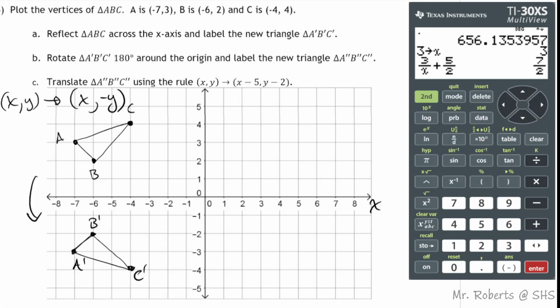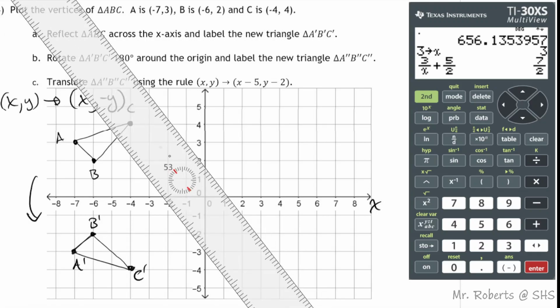Next, it says rotate this thing 180 degrees around the origin and label the new triangle. Okay, so when I go 180, that's the same as going 90 and then 90. So one of the things that's useful for the 180, I should grab this ruler.